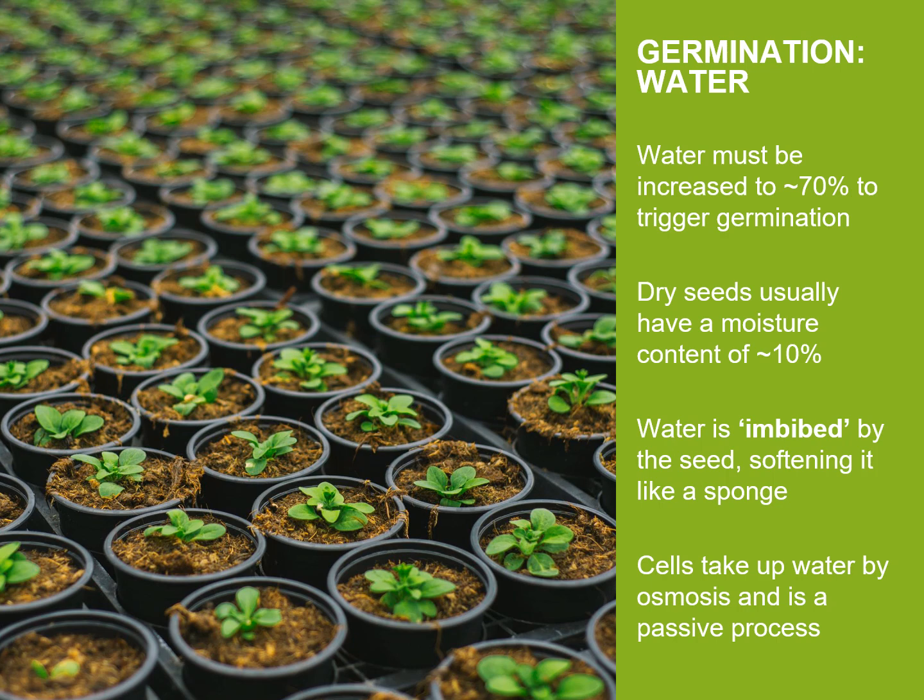So when the seed is planted, the water content of the seed has to be increased above a certain threshold. So it's generally above 70% to trigger germination in a seed. This absorption of water by the seed is called imbibing. So the water is imbibed by the seed and softens it up like a sponge, so it absorbs the water and expands. And this triggers processes within the seed, which then promotes germination and growth.